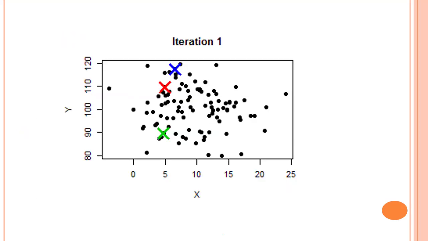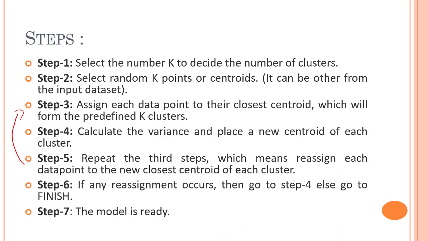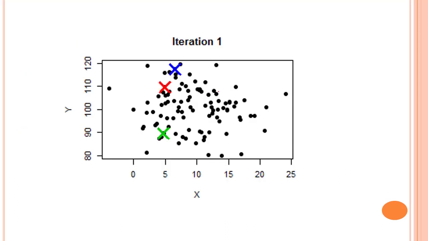So let's start. At the first iteration, what was the first step? We have to select the number k, and step 2 is to select k points or centroids in the input data set. So we have this input data set at iteration 1, that is at step number 1. What I've taken is k equal to 3.